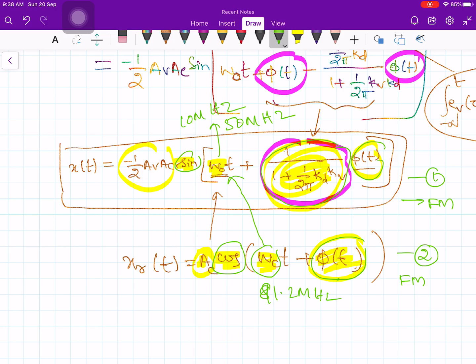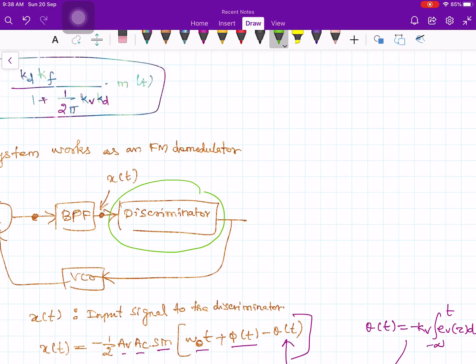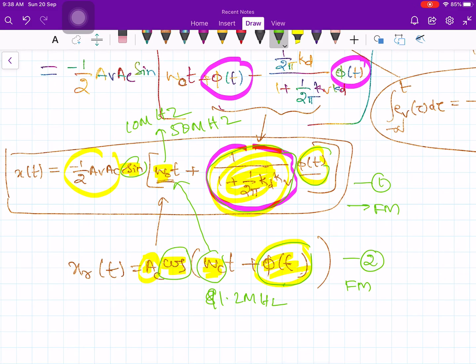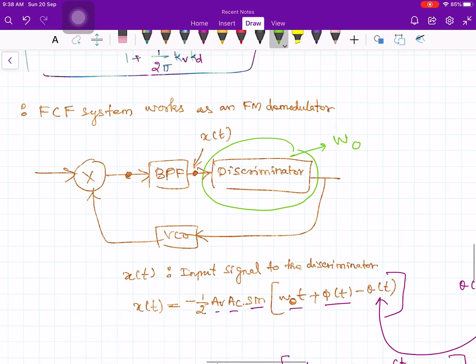So you are using the discriminator inside the loop. If you look at the figure, inside the loop you are using the discriminator, and this discriminator is working around omega naught instead of omega_c. If you recall your discriminator from the previous lecture, it works at omega_c for that input signal. Generally your FM demodulator is working at the carrier frequency, but now I am employing my discriminator in the loop. Therefore this discriminator is designed to operate at the frequency omega naught. So that is one difference.